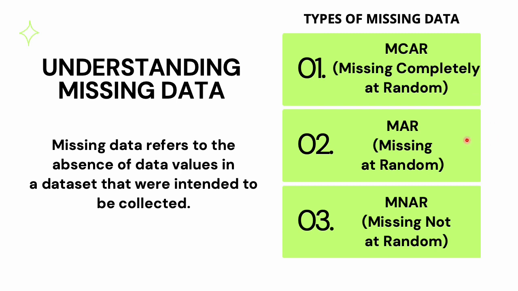The next one is missing at random. In this case, the propensity for data to be missing is related to observed data. For instance, younger participants may be less likely to follow up. And the third one, it's missing not at random, and the missingness is related to the unobserved data itself, like participants dropping out due to adverse effects. Understanding these distinctions helps in choosing the right method for analysis.